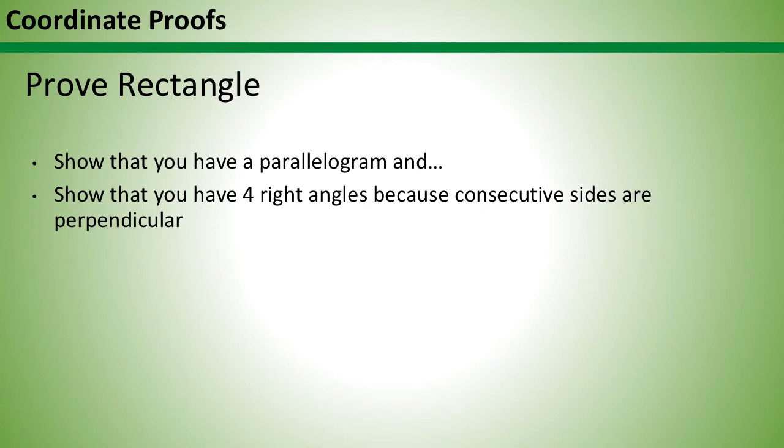If I want to prove that something is a rectangle, I have to do two things. First of all, a rectangle is a parallelogram, so I'm going to have to show that this thing is a parallelogram. I'm going to find the slope of my opposite sides and show that those slopes are exactly the same. We're also going to show that we have four right angles. So we have to have those two things, parallelogram and four right angles. So we're going to show that the slopes of my consecutive sides are opposite reciprocals of each other.